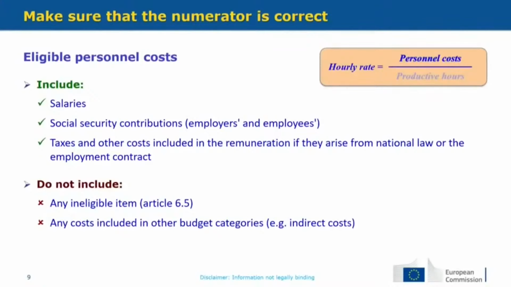Now, what they should not include is any ineligible item. There is a specific article, namely 6.5, which details all these ineligible items, the majority of them. And any cost included in another budget cost category, obviously like indirect cost or subcontracting or travel cost, etc., should not be included again in personnel costs. So I think this is very obvious.